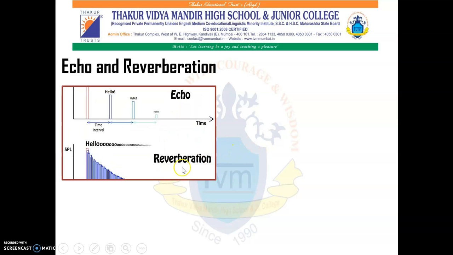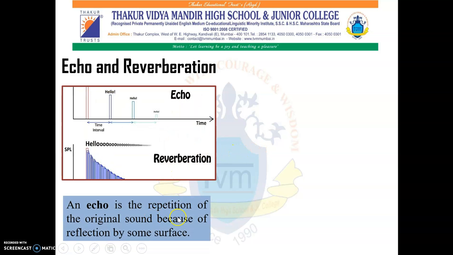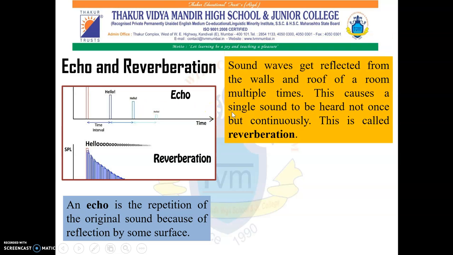Echo and reverberation. An echo is the repetition of the original sound because of reflection by some surface. Over here you can see it is a repetition of the original sound, that is hello, hello, hello, like that you will hear. But in reverberation, sound waves get reflected from the walls and the roofs of the room multiple times. This causes a single sound to be heard not once but continuously, like hello. So this is called reverberation.